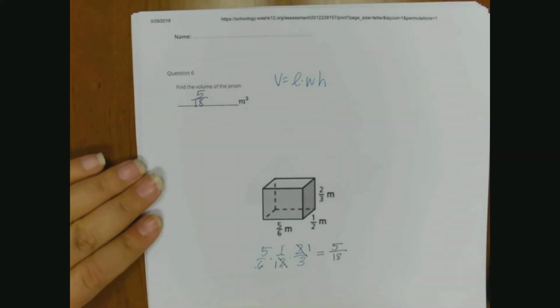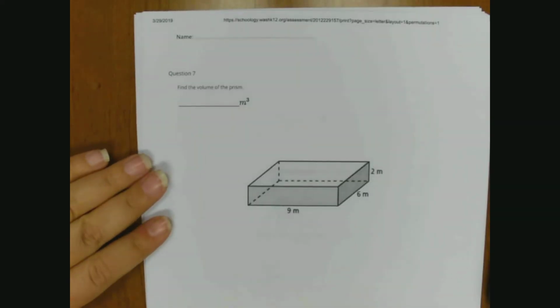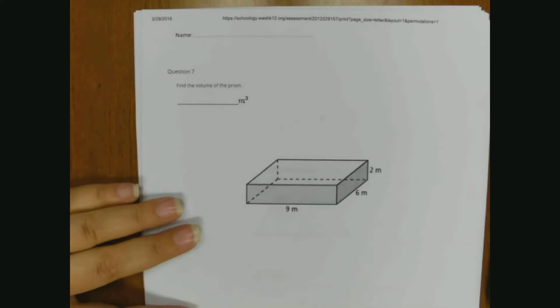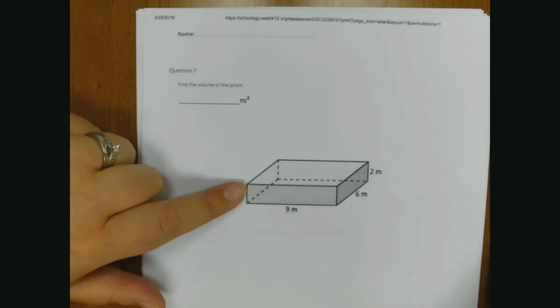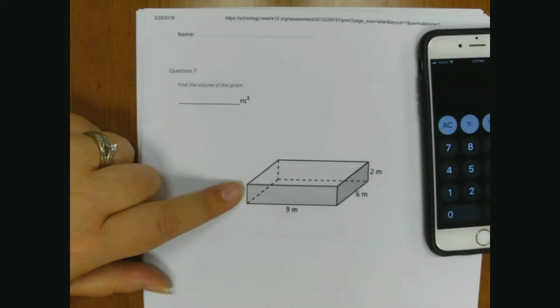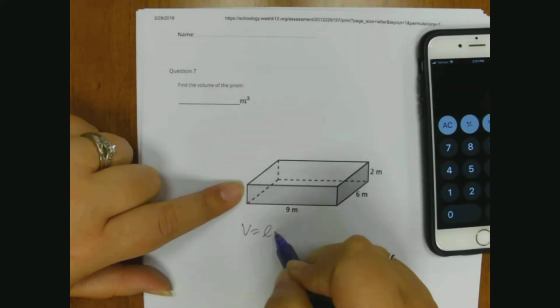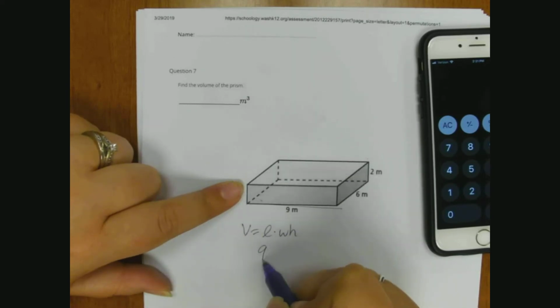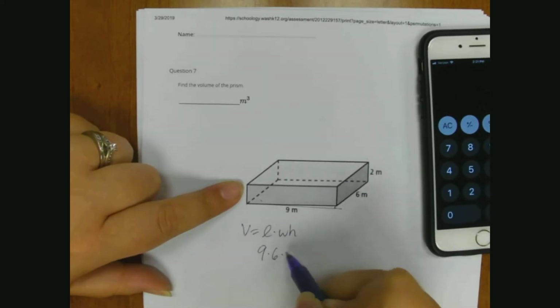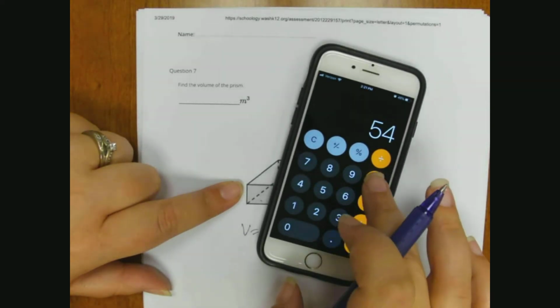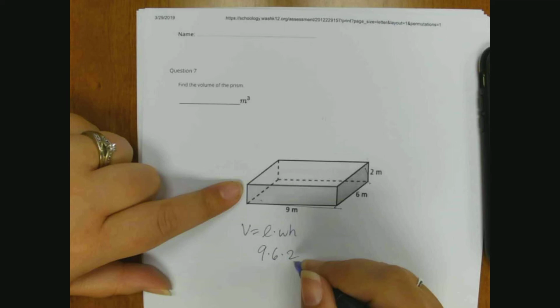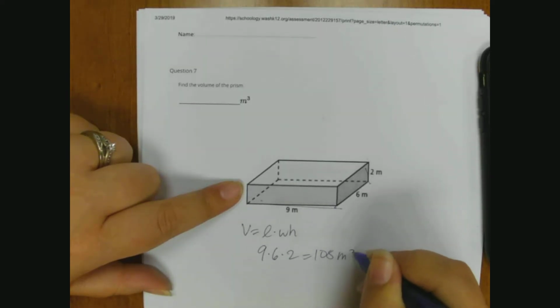Alright, question number 7 is also volume, but this one is not fractions. You just have to multiply these 3 numbers, and you are allowed to use your calculator. So the formula, volume equals length times width times height. My length is 9, my width is 6, my height is 2. So 9 times 6, which is 54, times 2 equals 108 meters cubed.